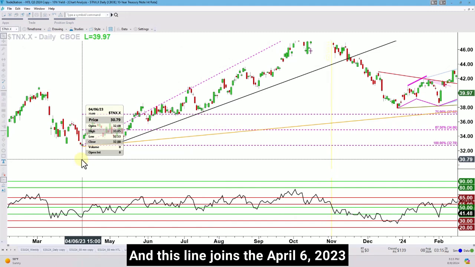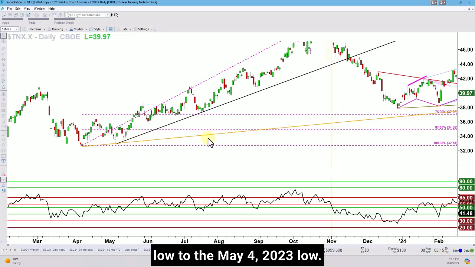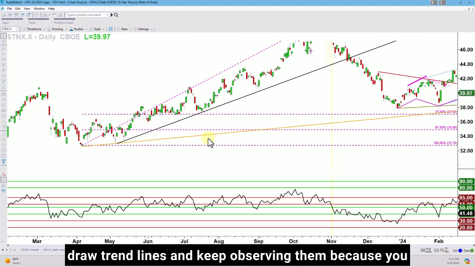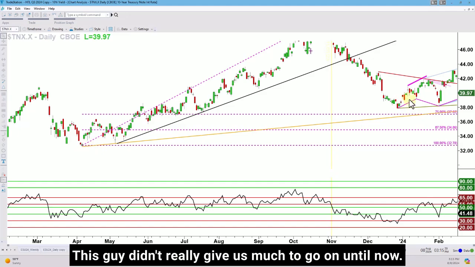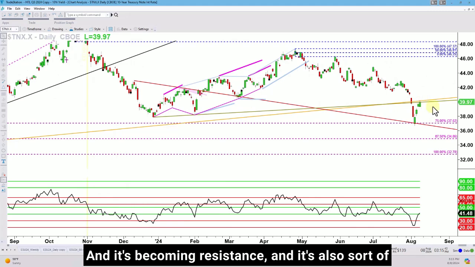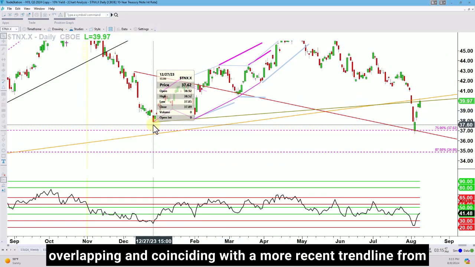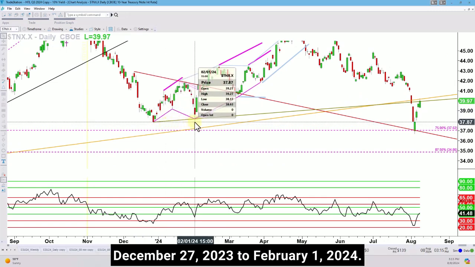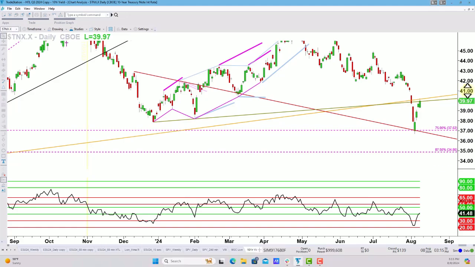This line joins the April 6th, 2023 low to the May 4th, 2023 low. So this should be a hint to you to draw trend lines and keep observing them, because you don't know when they're going to be useful. This one didn't really give us much to go on until now, and it's becoming resistance. It's also overlapping and coinciding with a more recent trend line from December 27, 2023 to February 1st, 2024. See how that's creating a zone of resistance?